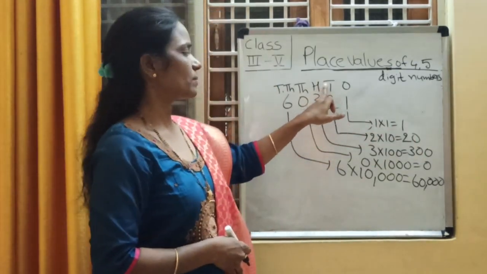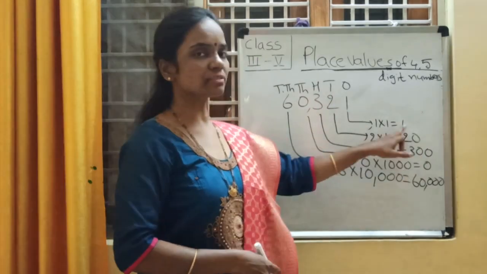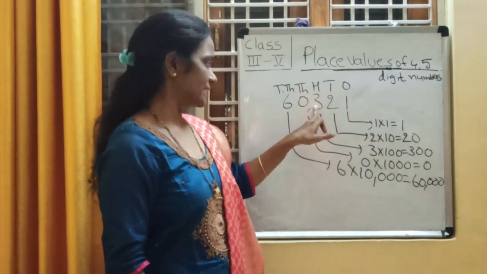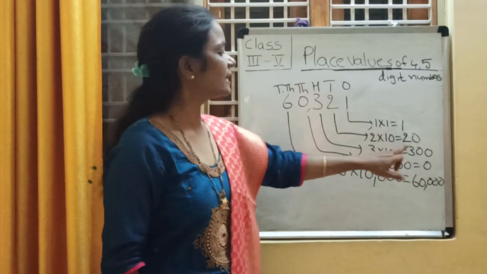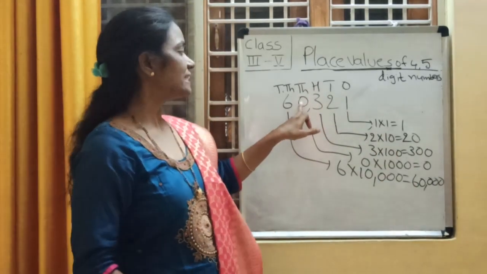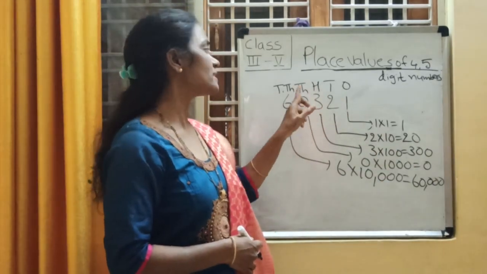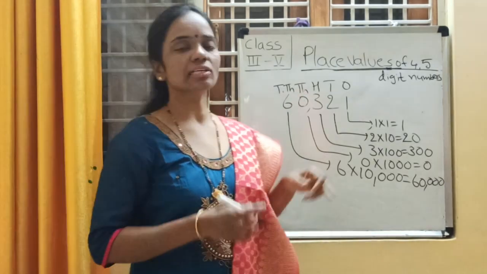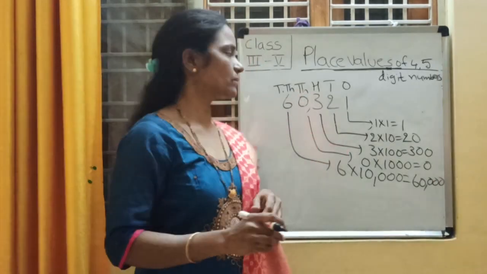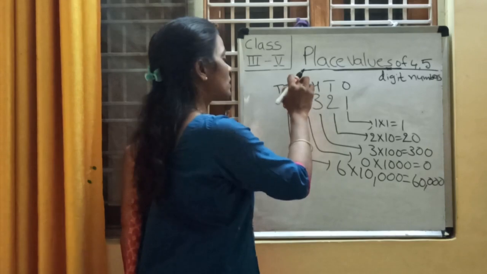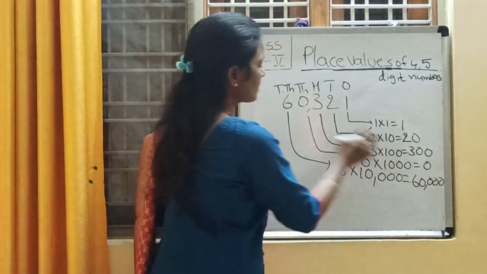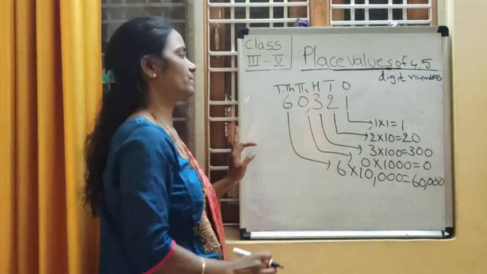2 is in 10's place. 2 tens are 20, 20 is the place value of 2. 3 into 100, 300 is the place value of 3. 0 is in 1000's place. 0 is the place value of 1000. 0's place value is always 0. 6 is in 10,000's place. So 60,000 is the place value of 6.